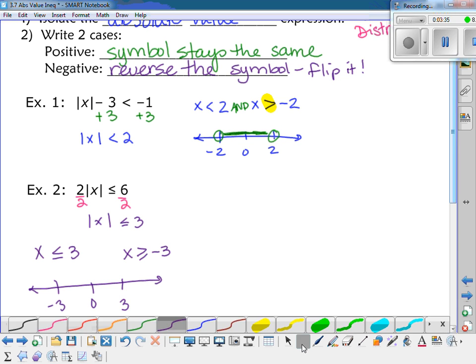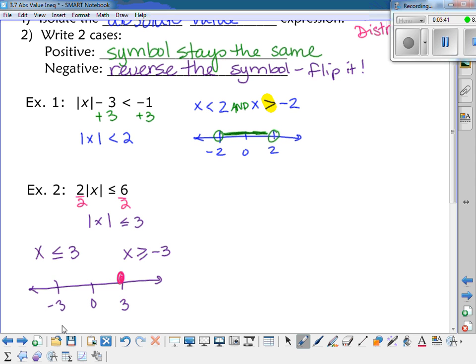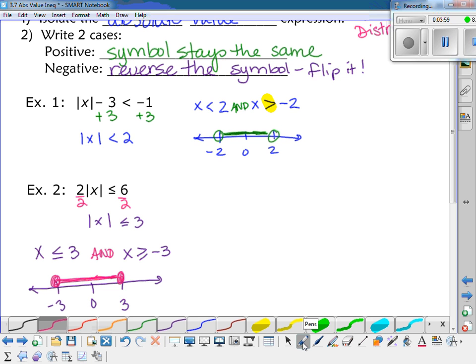So this time I have closed circles. X is less than or equal to 3. I put it on the positive 3 and go that way. Greater than or equal to negative 3 would be going the opposite way. So they're moving towards each other. This one is also an and problem. If I graphed it and they were going opposite each other, what word would it be? It would be or. So sometimes you need to do the graph before you can figure out which one it is.